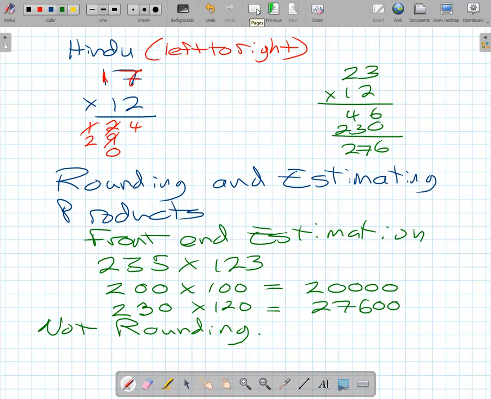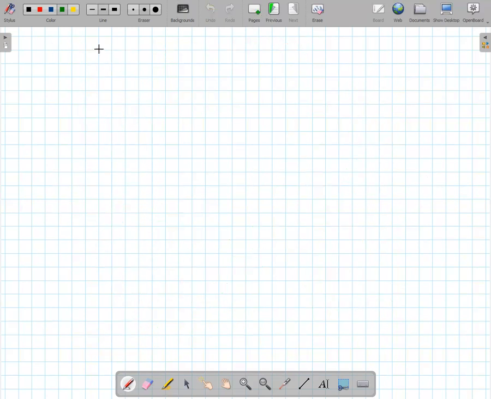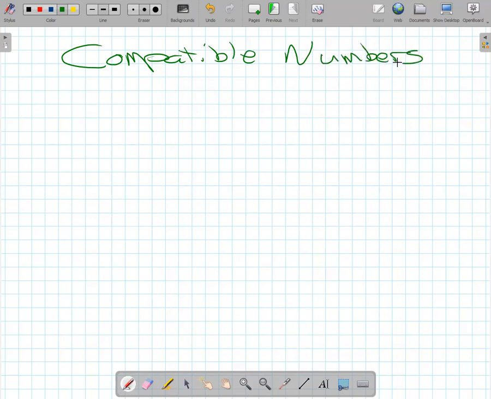Another technique for making estimates is by using what they call compatible numbers. That's when you have a bunch of things to multiply, like 2 times 3 times 5 times 7. And the compatible part relates to, well, 2 times 5 is rather nice because it makes a 10 in our number system. We love multiplying by 10 because that just tacks a 0 onto it.